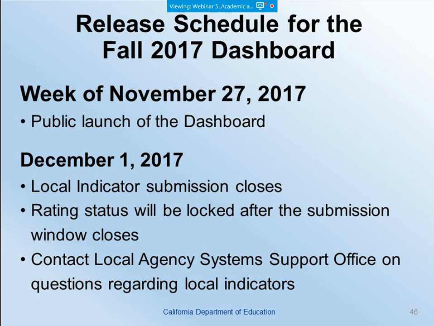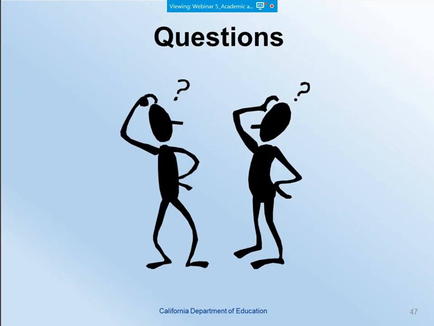So the release, currently, the focus is trying to release on the week of November 27th. And then December 1st is when the local indicators submission closes. If you don't have your data uploaded for the local indicators on December 1st, your rating status is going to be locked, and that rating status will be not met. If you have questions about that, we suggest that you contact the local agency system support office, and they can provide you assistance on that.